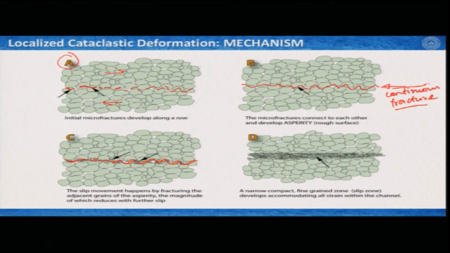Okay. Now, these continuous fractures act as a weak zone. So, if the shear continues, then along these fractures these two blocks are separated, and they try to slide past each other. Now, what we see here is that this red line is not very straight. So, you can clearly see that if I try to draw it here, this is a fracture and I have some grains here and some grains here.